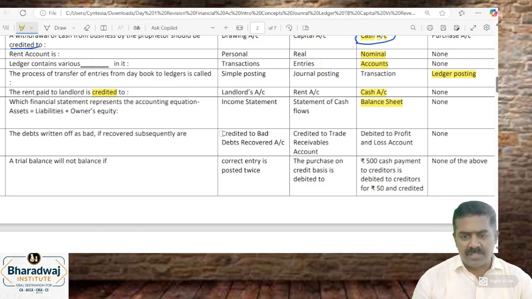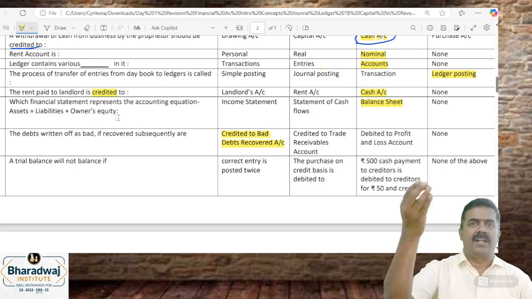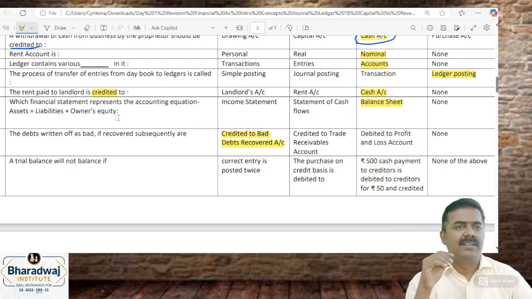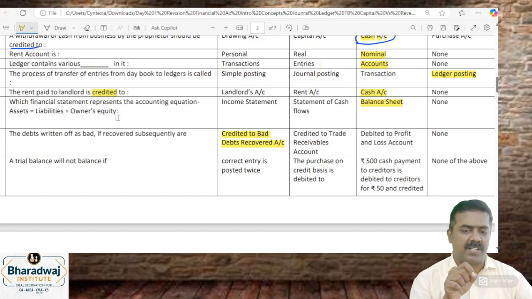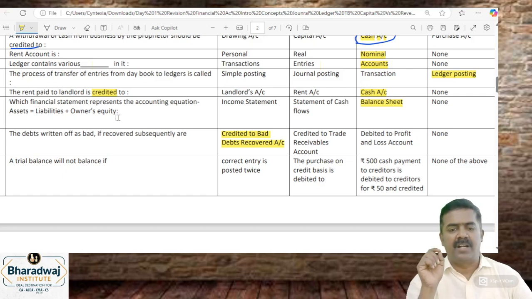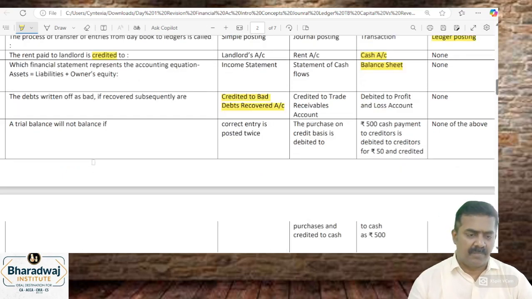Okay. So it is credited to which account? Bad debts recovered account. Try passing the journal entry. For bad debts recovery, the journal entry is cash account debit to bad debts recovered account. So it is credited to bad debts recovered account.